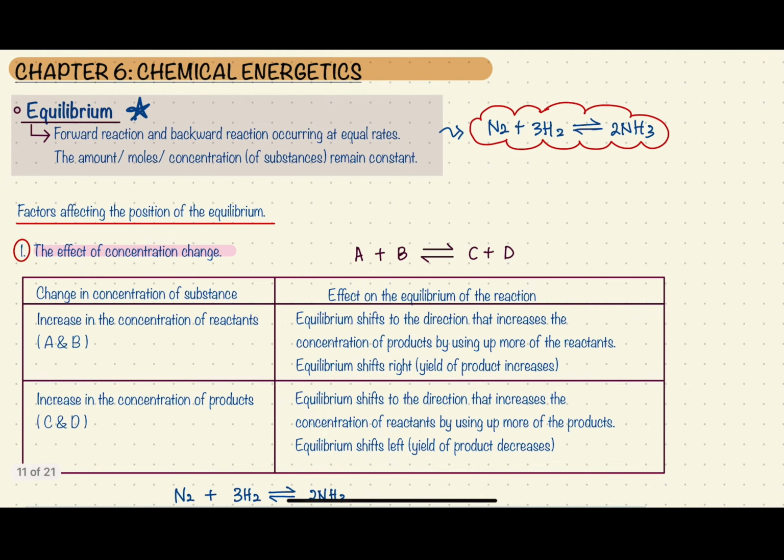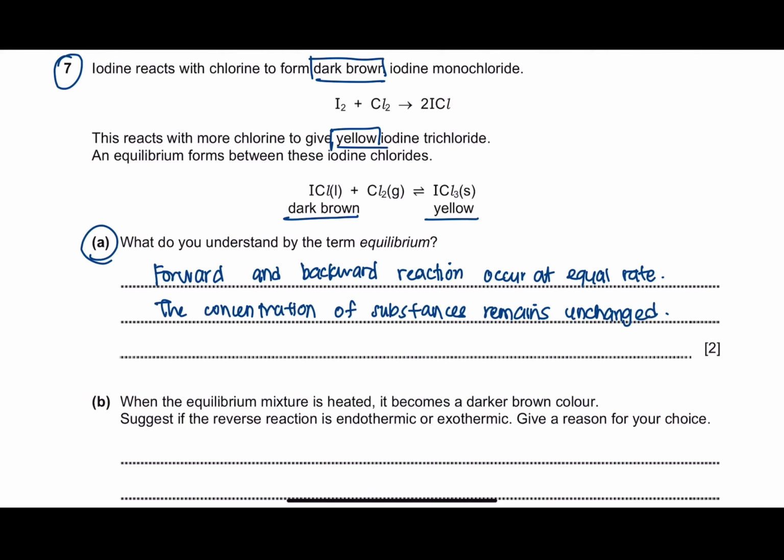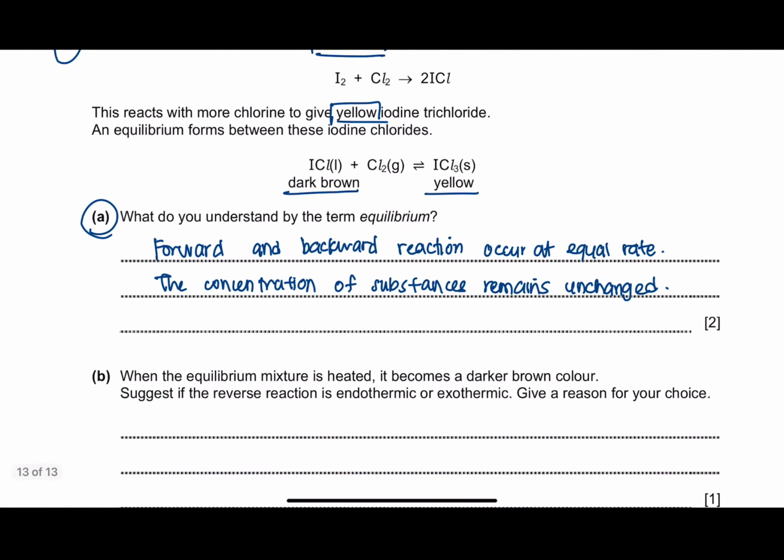So this question is asking you about the definition of equilibrium. So please memorize this as it will give you a complete 2 marks. Forward and backward reaction occur at equal rate gives you 1 mark. And the next point you get from this sentence saying that the concentration of substances remains unchanged.